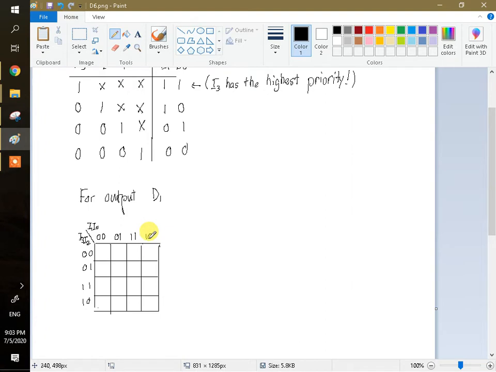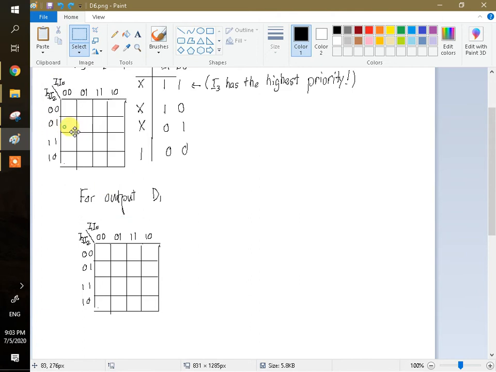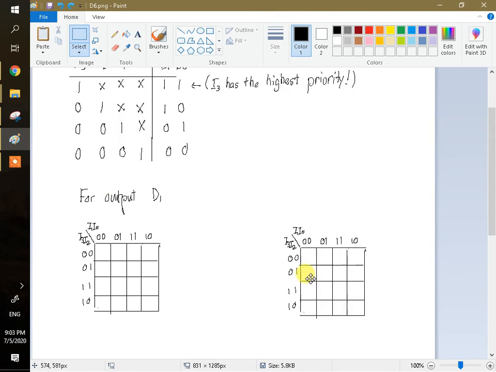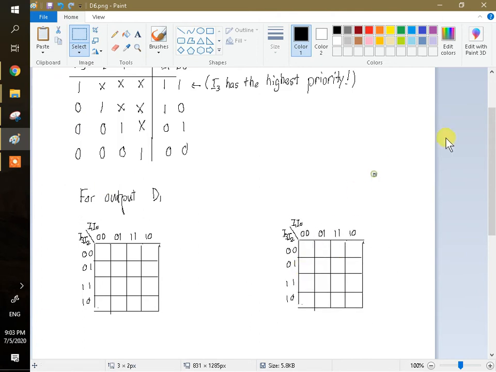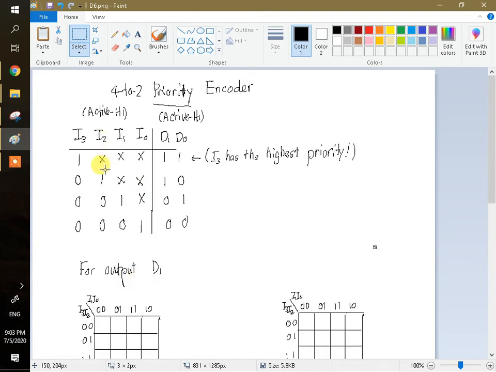Okay, now I copy this to the other side so that we can reuse it later, before we fill in anything. Let's copy it to the other side for D0. Now the problem is how do you fill in this Karnaugh map from the data we have here? How do you fill in for D0?